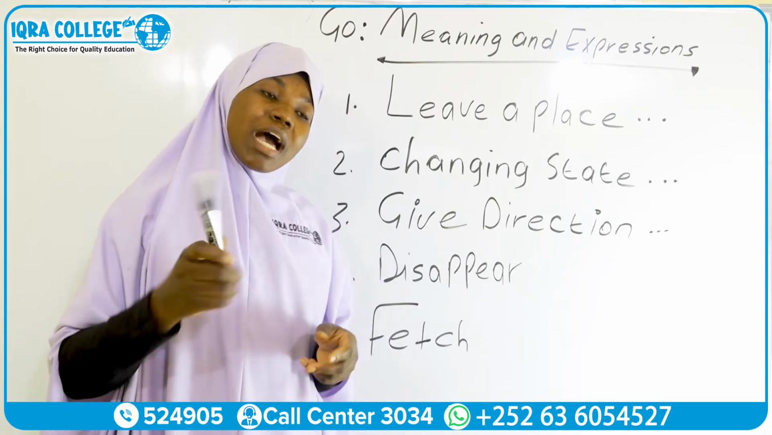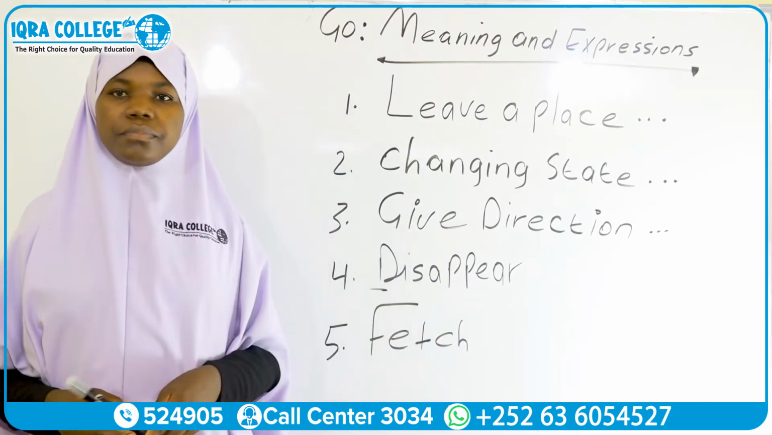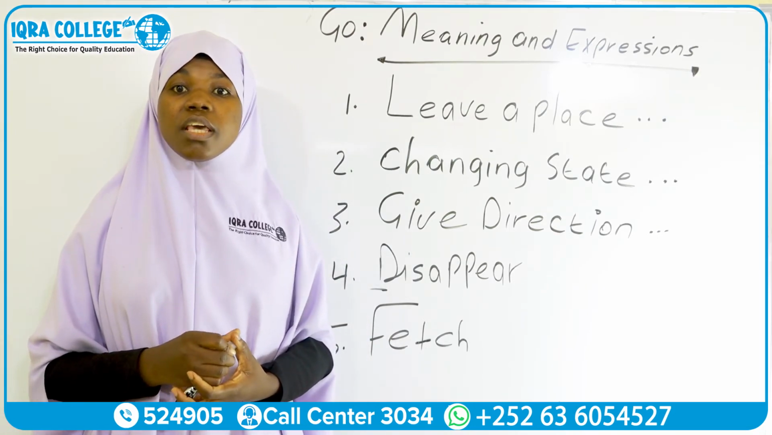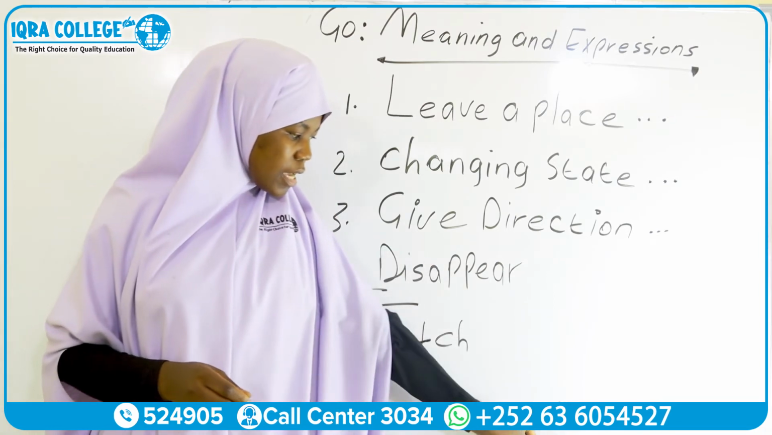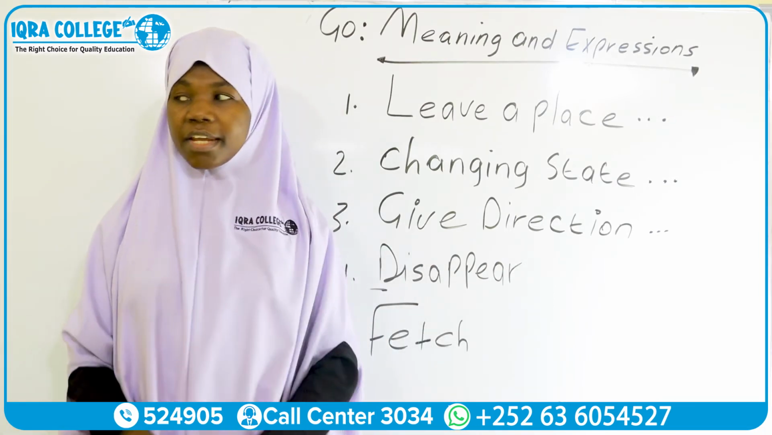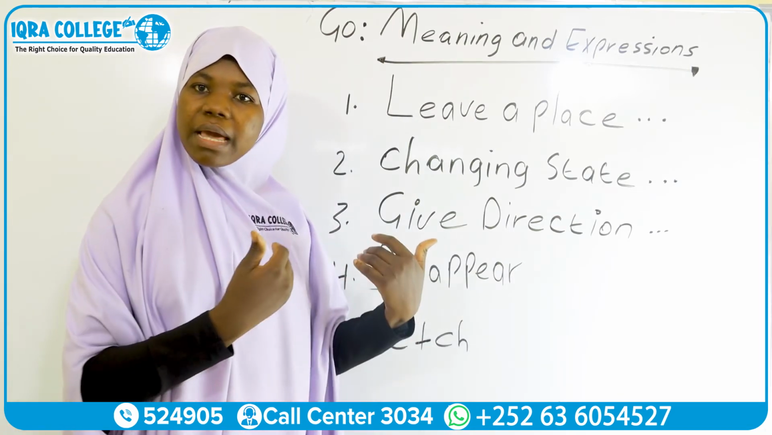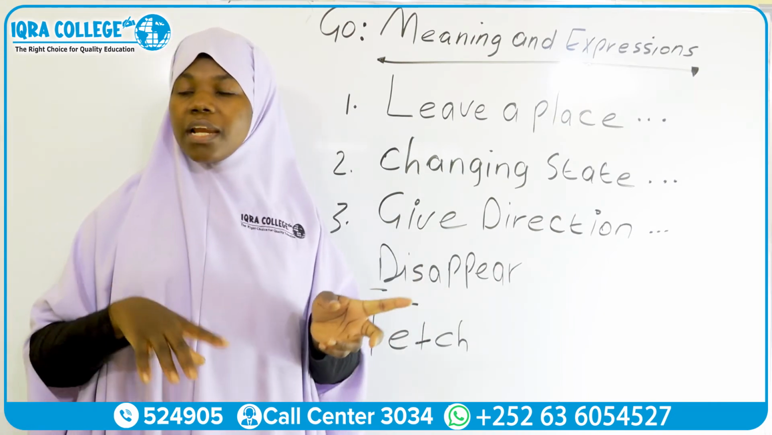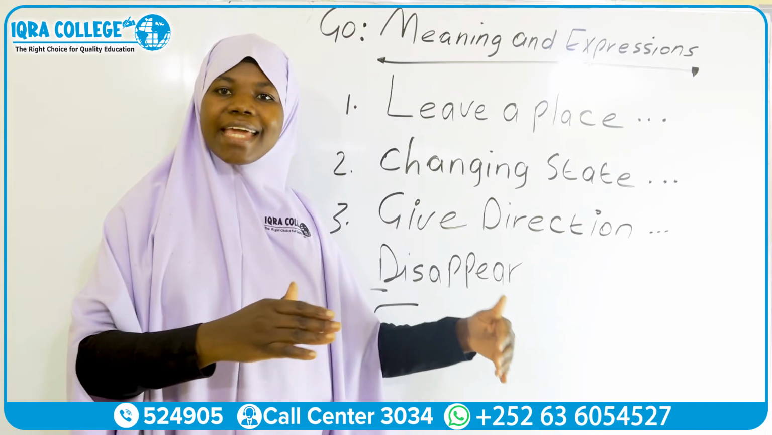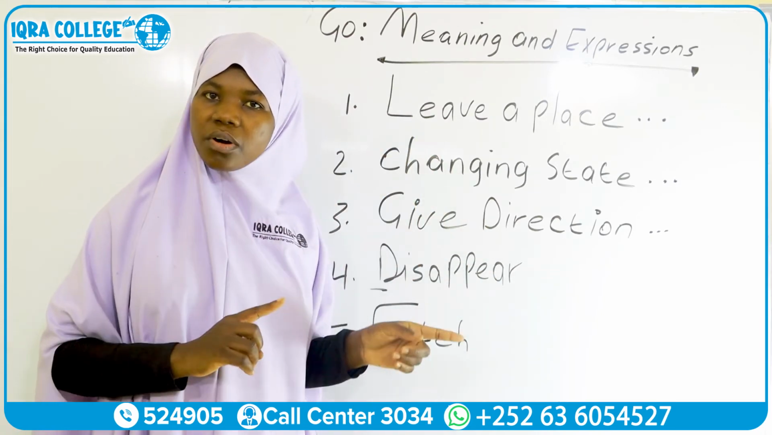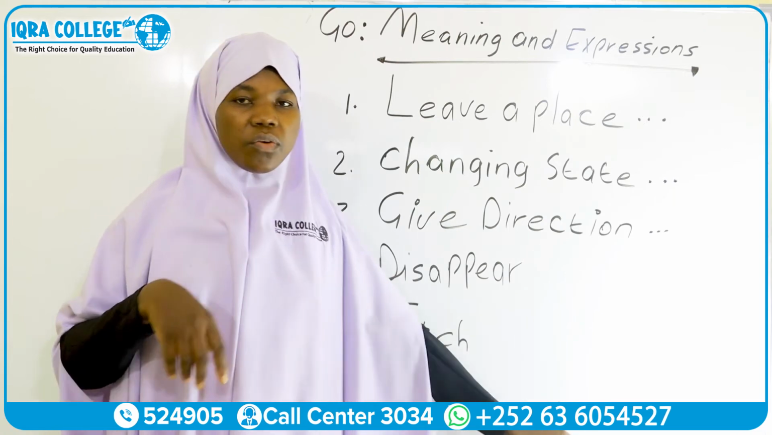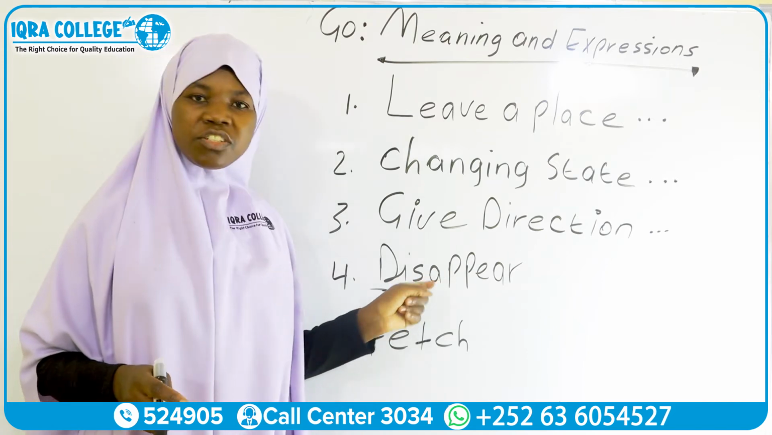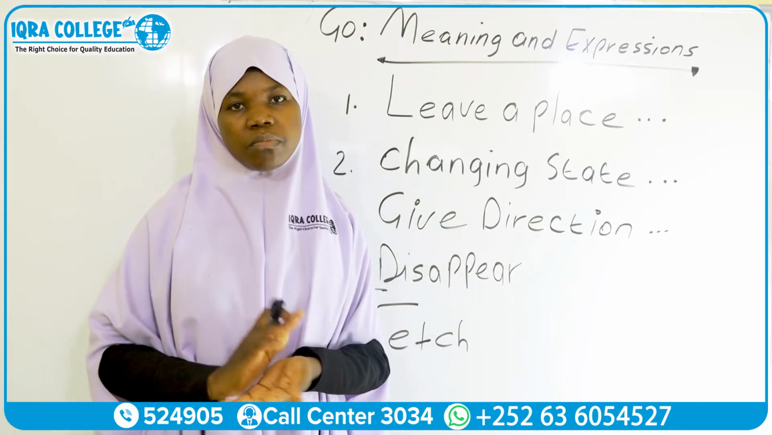I think so. So the fourth way is disappear. Disappear means lost. If I put my pen over there on the board, and then I turn away, when I come back, my pen has disappeared. So I can say, when I looked on the board, my pen had gone. So it's lost. You can use go to mean something is missing.